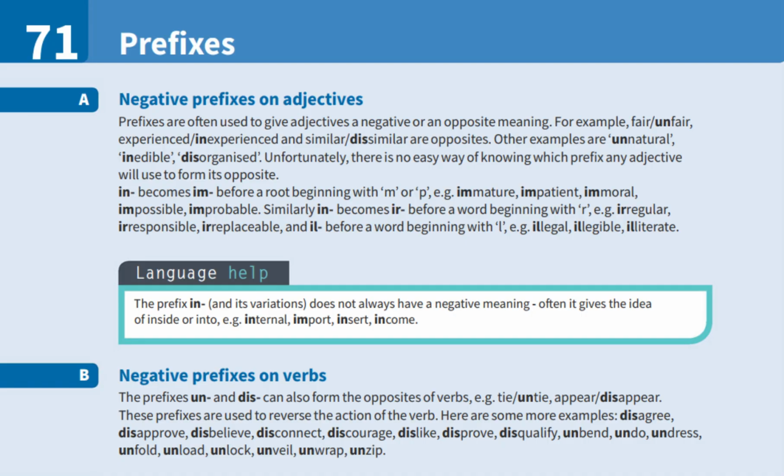Here are some important rules for the prefix in-. In becomes im before a root beginning with m or p. For example, immature, impatient, immoral, impossible, and improbable. In becomes ir before a word beginning with r. For example, irregular, irresponsible, and irreplaceable. In becomes il before a word beginning with l. For example, illegal, illegible, and illiterate.